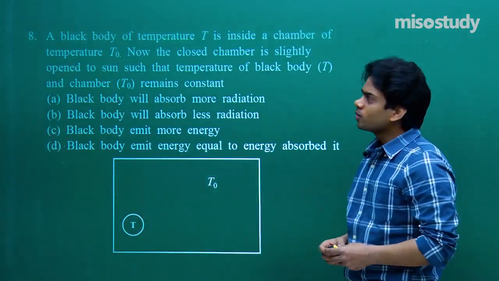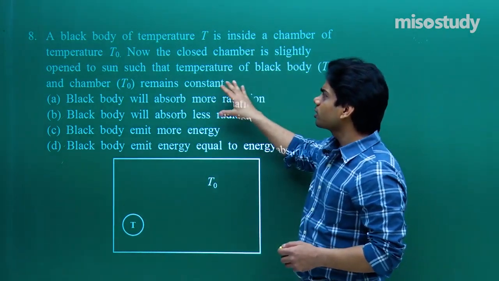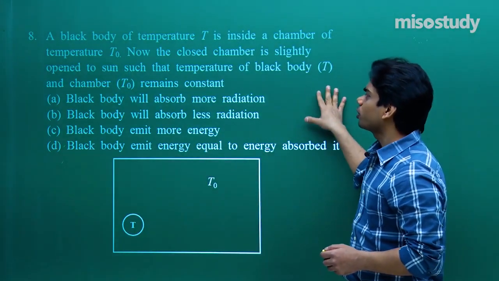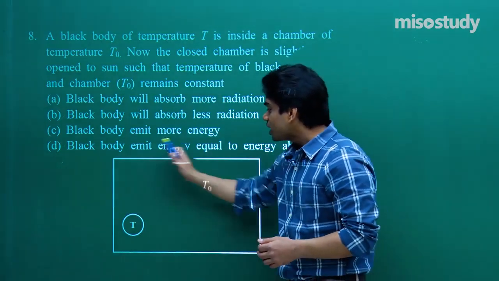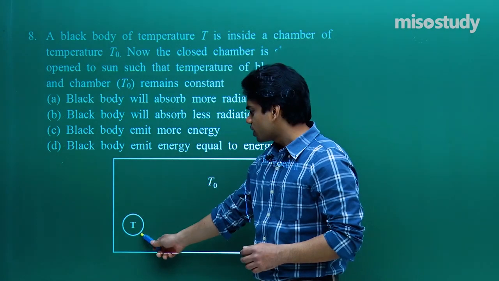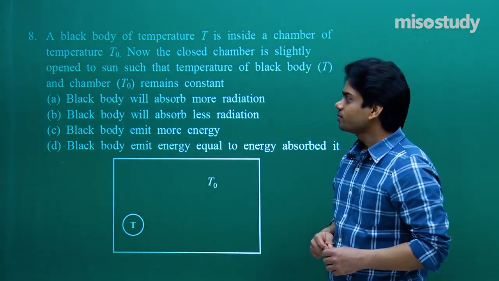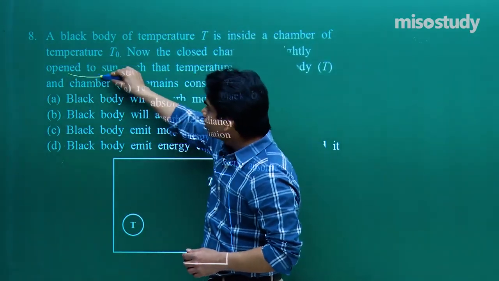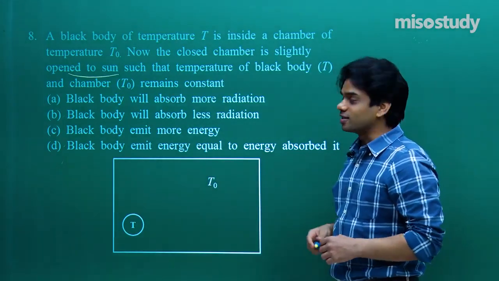Question number 8. Black body of temperature T is inside a chamber of temperature T naught. Now the closed chamber is slightly open to sun such that the temperature of black body T and chamber T naught remains constant. It says that we have a chamber and it's an isolated chamber initially. We have a black body whose temperature is T and the surrounding temperature is T naught, that is what is given. Now it says that it is open to sun, such that the temperature of black body and chamber T naught remains constant.